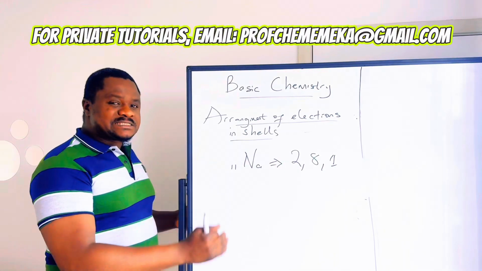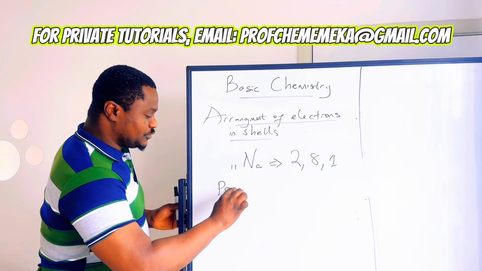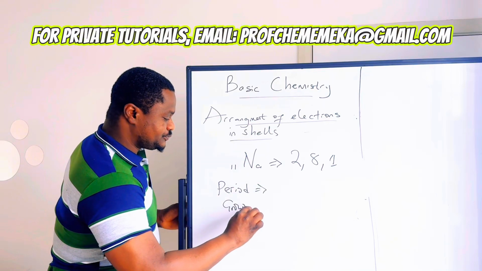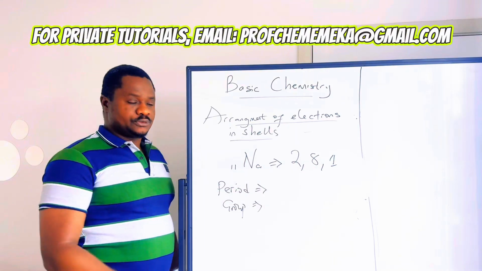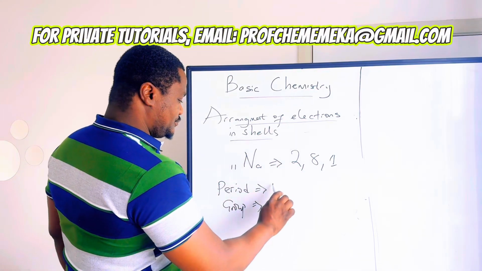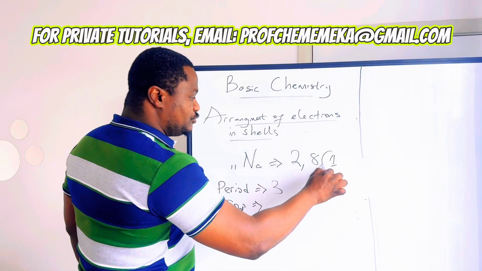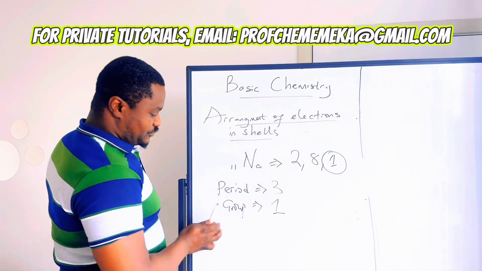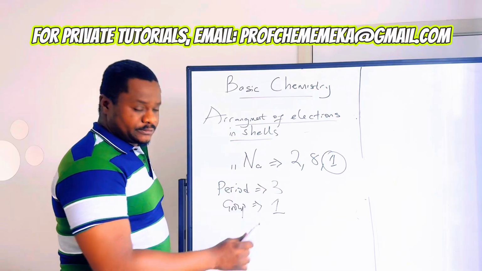For you to know the particular period this element belongs to, if you check your periodic table, period what and group what? Now, for you to know the period, you count the number of shells. 1, 2, 3. Period 3. Then for you to know the group, the group corresponds to the outer number of electrons, which is 1. So if you check your periodic table, you see that sodium belongs to period 3 and group 1.